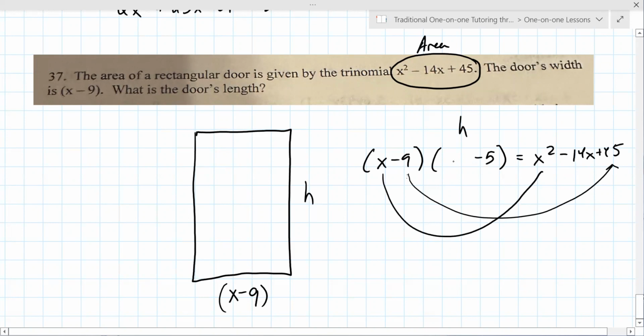So x. Yes, and then I would FOIL this and make sure that it actually equals what you want it to equal. So then x squared minus 9x minus 5x plus 45. Yeah, it works.